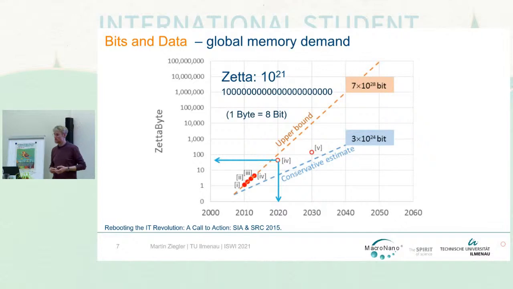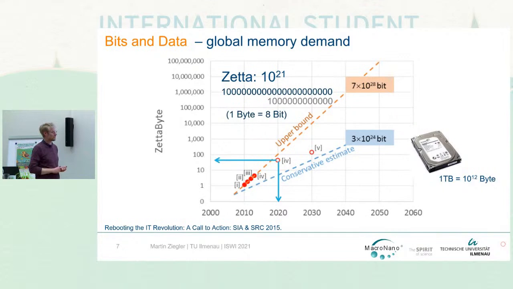And you can compare this number. It's always good to compare this number with what you typically have on a modern computer. I think the hard disk in a computer is around 1 terabyte. At the moment, it's more or less standard, or 0.5 terabyte. And this is 10 to the power of 12, a one with 12 zeros. This is actually the energy demand.